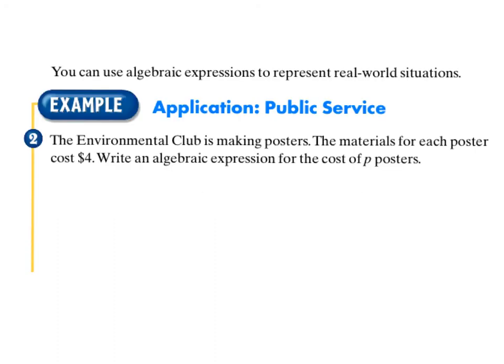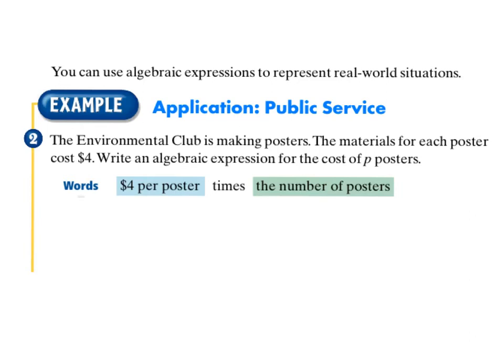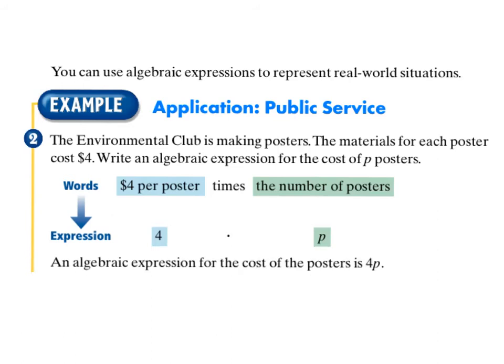You can use algebraic expressions to represent real-world situations. So let's look at an example using algebraic expressions for public service. So the Environmental Club is making posters. The materials for each poster cost $4. Write an algebraic expression for the cost of P posters. So let's look at the words. So $4 per poster times the number of posters. So that's going to be $4 times the number of posters with our variable P that we were given in our problem. So the algebraic expression is just simply 4P, or 4 times P.